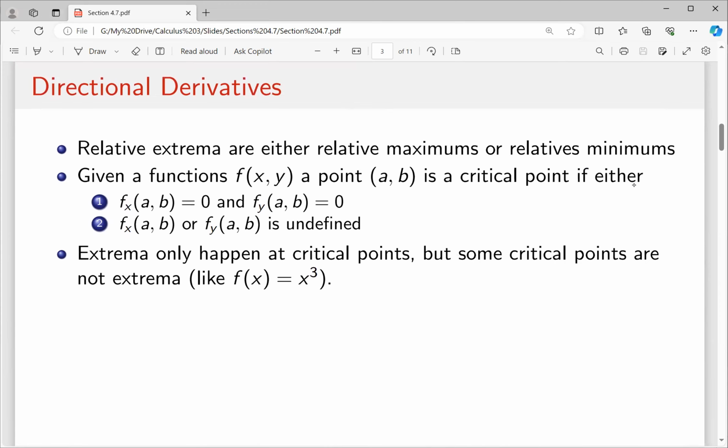So, relative extrema are either relative maximums or relative minimums. So extrema, first, is just a short way of saying maximums and minimums.